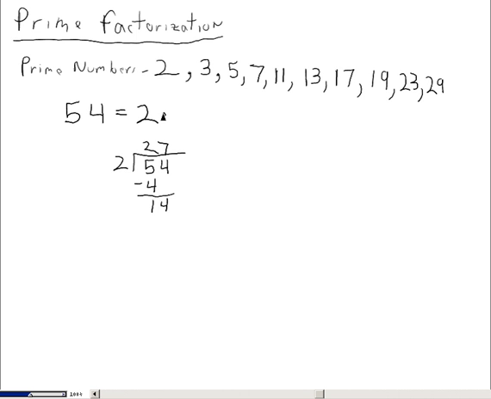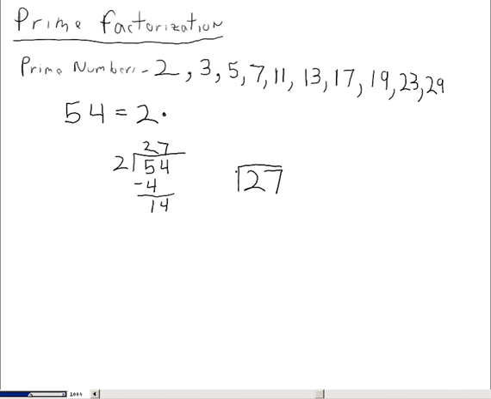But 27 is not prime. Now what number will go into 27? Well, 27 is not even, so 2 will not go into 27. But 3 will go into 27. And a little trick to know if 3 goes into a number or not is to add up the digits. For example, 2 and 7 is 9. And if 3 will go into the sum of the digits, 3 will go into the number. So 2 plus 7 is 9. 3 goes into 9. So therefore, 3 will go into 27.